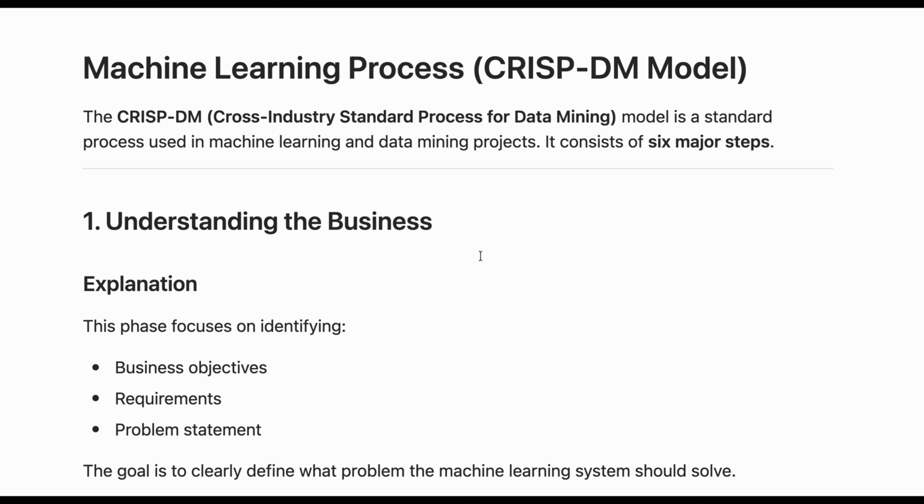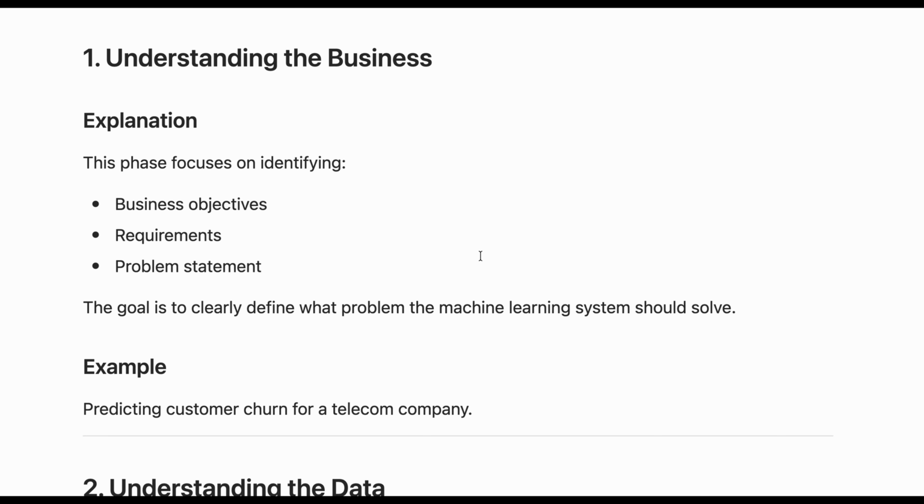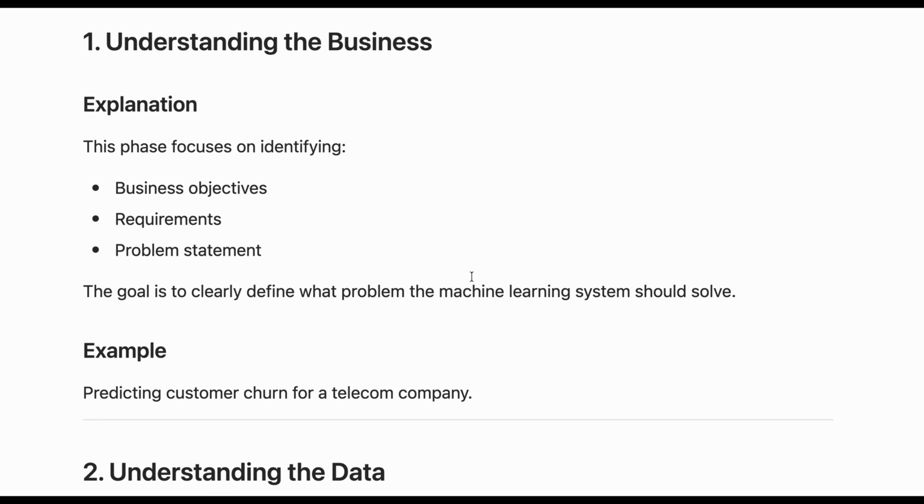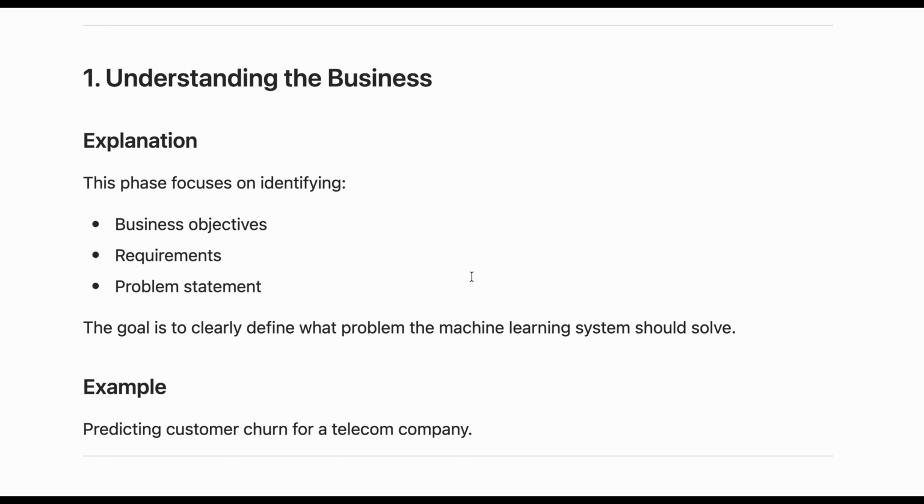So our first one is business understanding, or understand the business. This is the first and the most important step. In this phase, we clearly understand the business problems and objectives. We identify what problem needs to be solved, what the company expects, and what output is required. Without understanding the business problem properly, building a machine learning model becomes meaningless. For example, a telecom company may want to predict customer churn, which means identify customers who may leave the services. So the main goal is clearly defined in this phase.